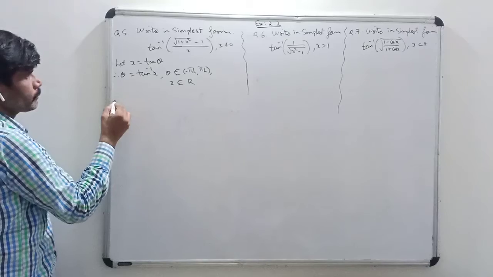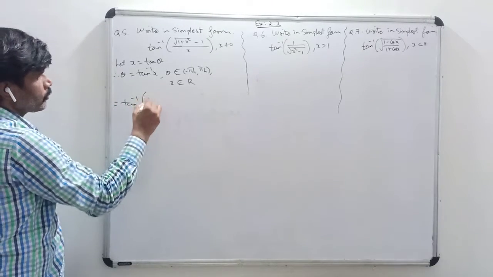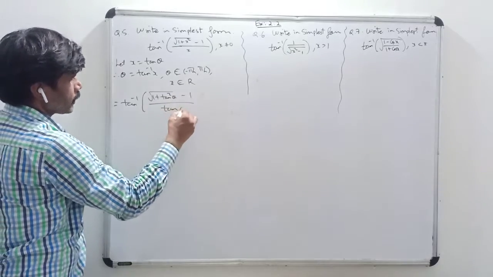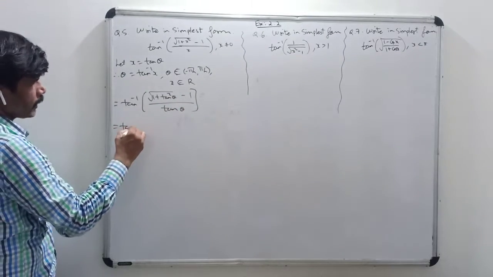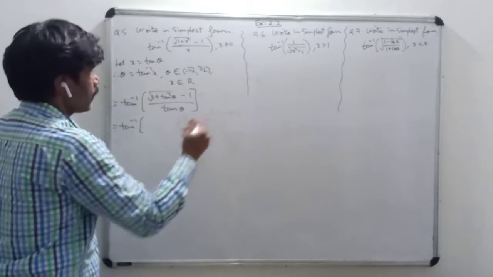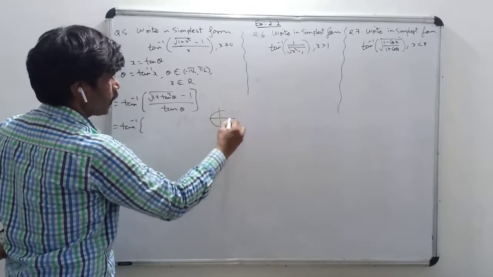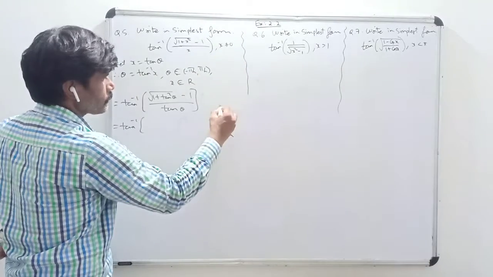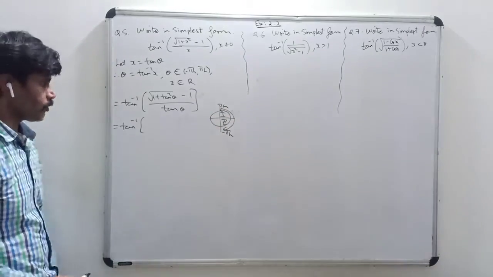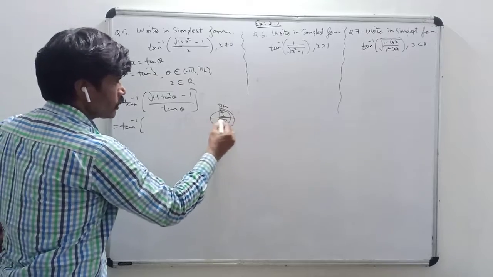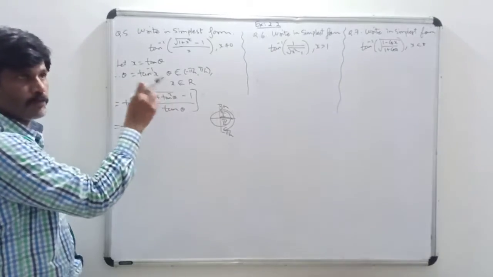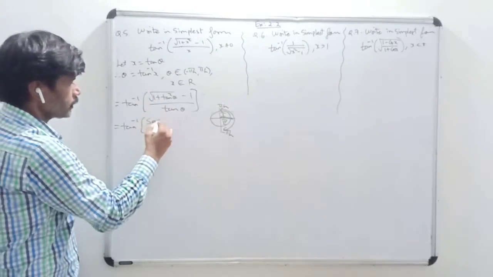Okay, so the question will become tan inverse of (root of 1 plus tan square theta minus 1) upon tan theta. So this will become tan inverse of, what is 1 plus tan square theta? Sec square theta, and square root of sec square theta is mod sec theta. Now theta is between minus pi by 2 to pi by 2, so between first and fourth quadrant. Cos function is positive, so sec function will be positive. So root of sec square theta will be mod sec theta, and mod sec theta will become sec theta.